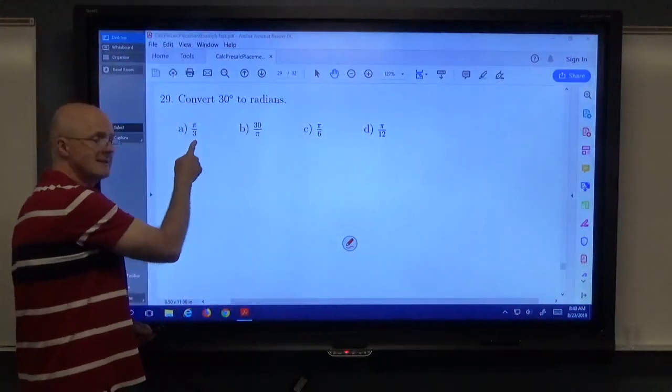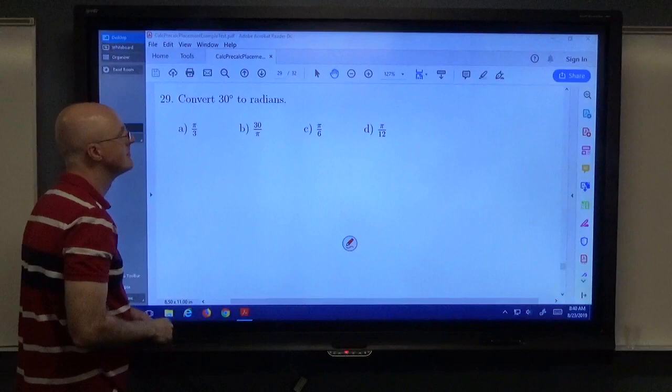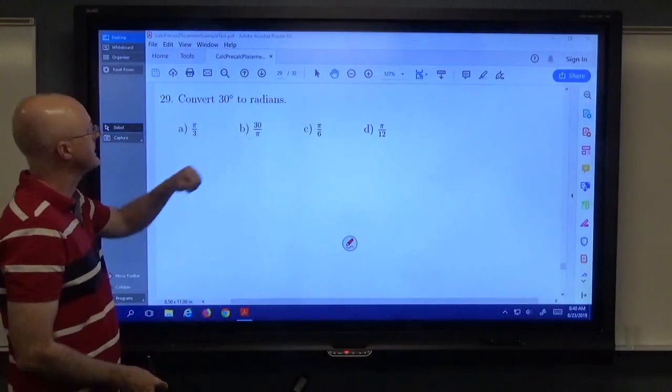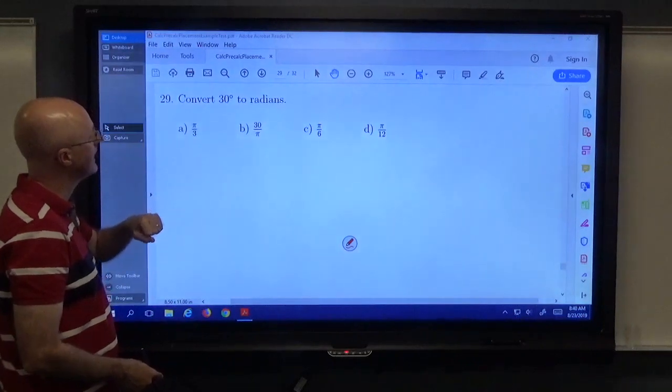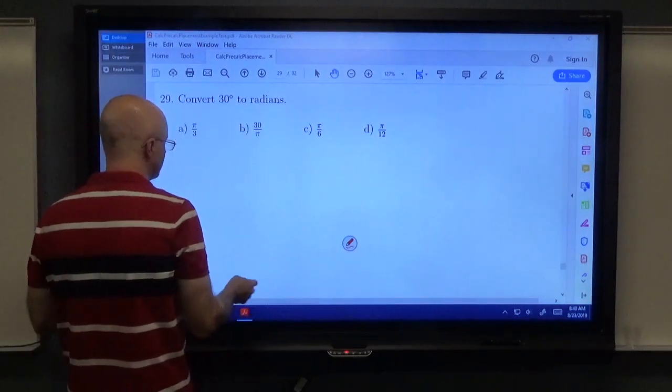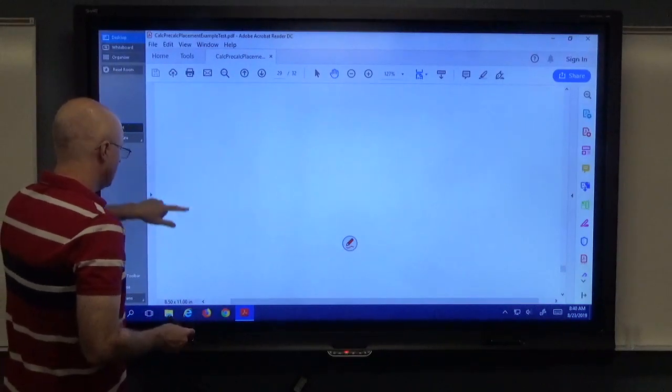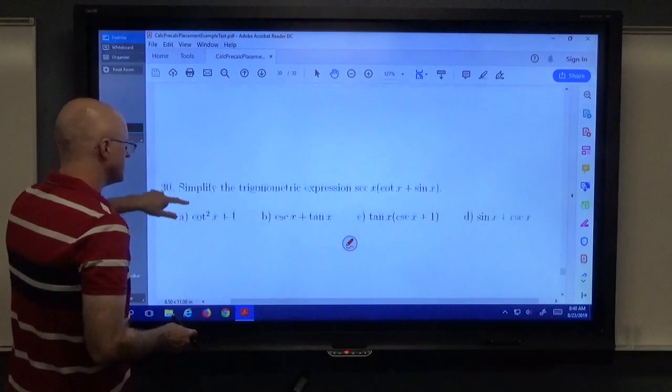Pi over 3 is double that, is 60 degrees. Pi over 12 is half that, that would be 15 degrees. And I don't know how many degrees that is. And 30 over pi, I don't know, 8 or 9 something radians, which would be over 360 degrees.